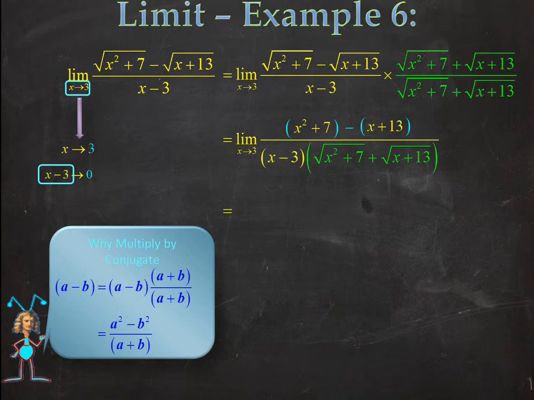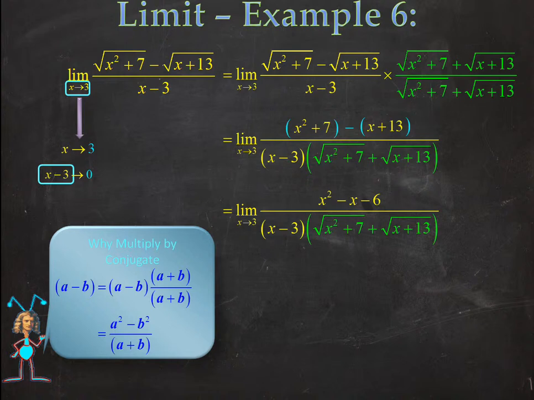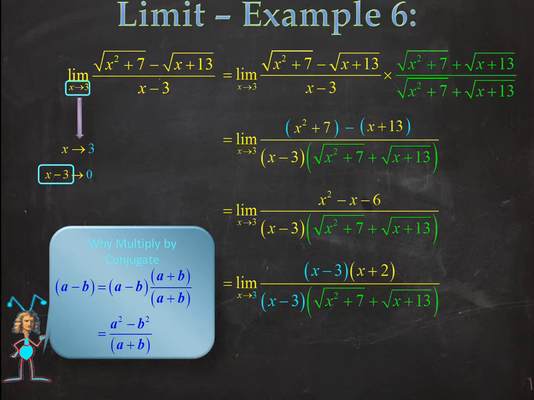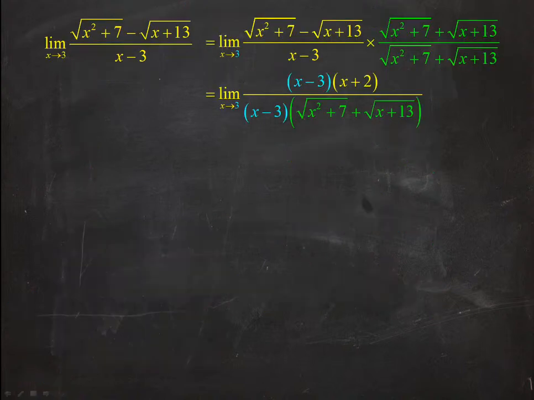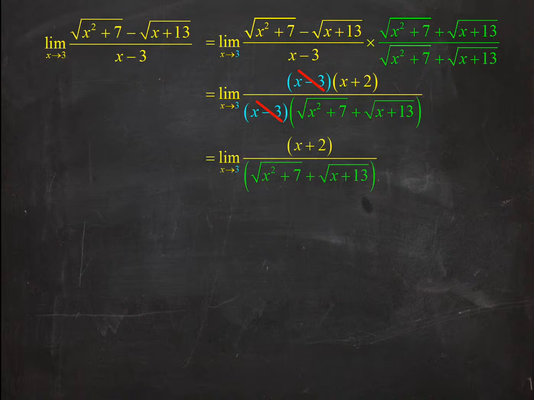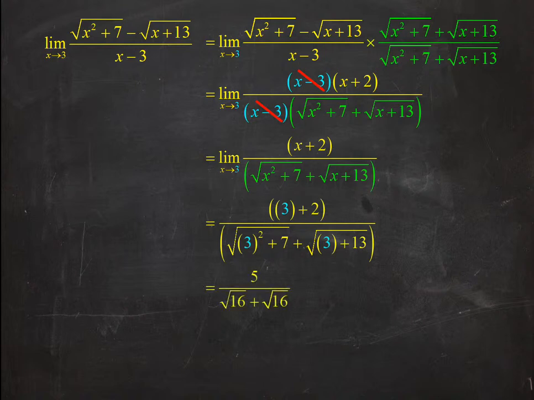So let's do some house cleaning. We get x squared minus x minus 6. This we can factor. And lo and behold, we obtain our x minus 3 in the numerator and our x minus 3 in the denominator, as we hoped we would. So let me just rearrange, cancel out those, simplify. We can now substitute 3 in for x, do some house cleaning, more simplification, and we attain the answer 5 over 8.